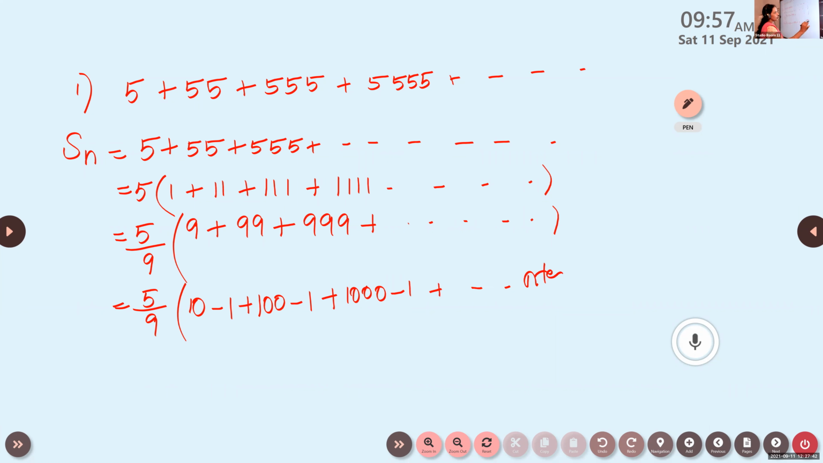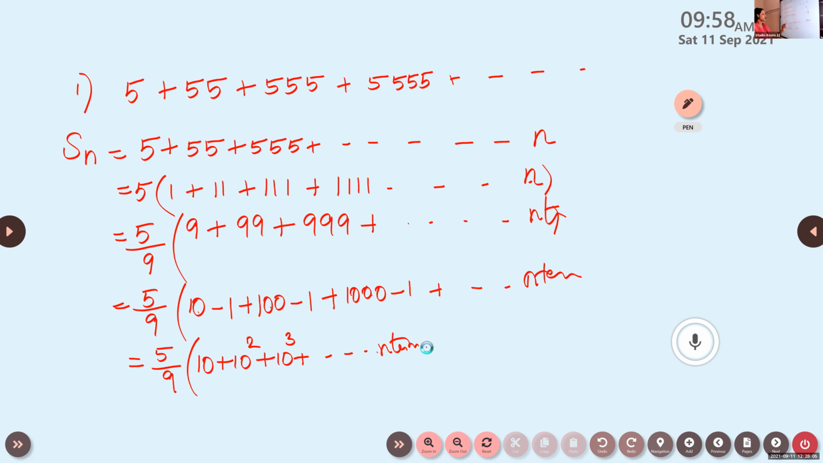Up to n terms. It is not up to infinity. It is up to n terms. Okay. Only n terms we consider. So now look at here. This one. We can write this as 5 by 9 into, I'm grouping the tens. That is 10, 100 means we can write this as 10 plus 10 square plus 10 cube plus etc. Up to n terms.